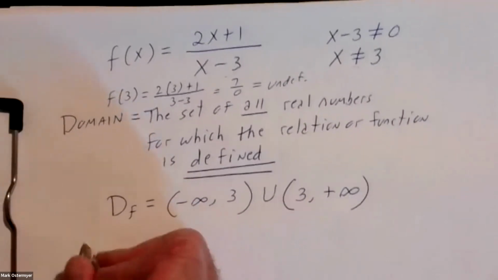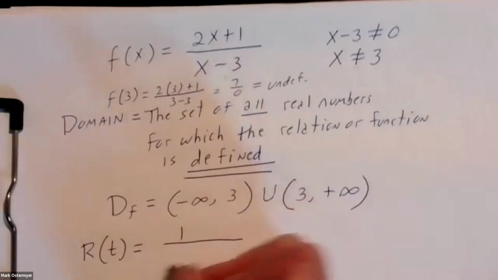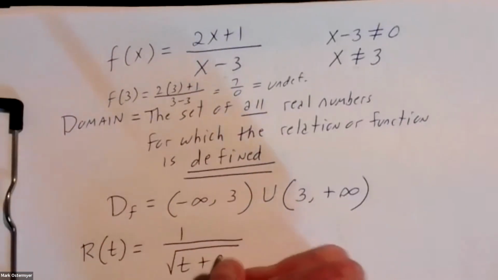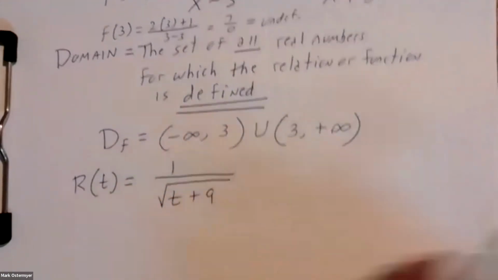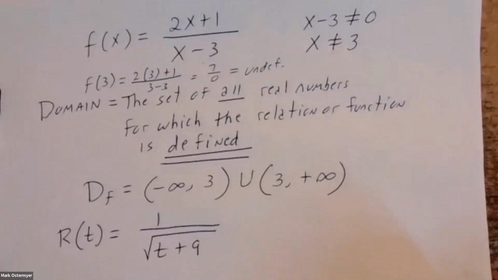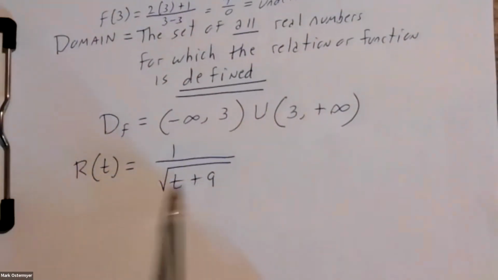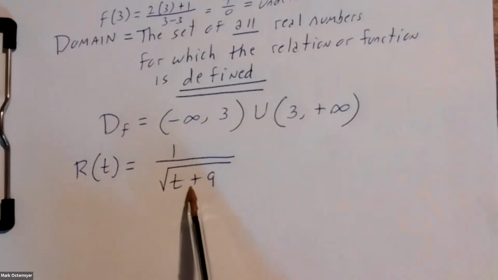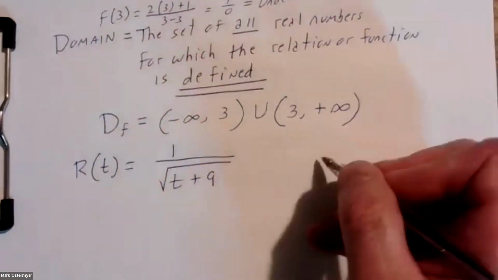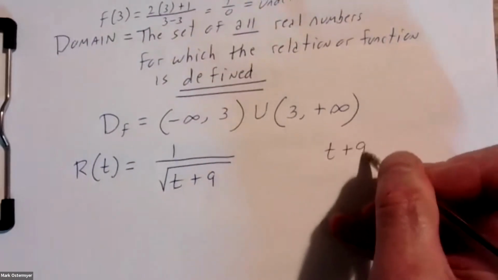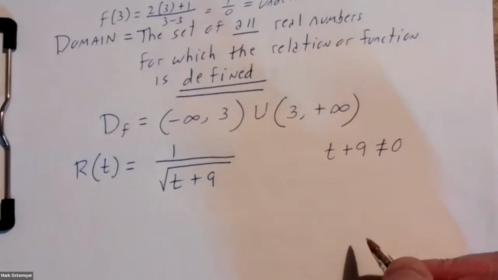All right, let's try another one. Suppose I have this function r of t is equal to 1 over the square root of t plus 9. What would be the domain of this function? Well, since t appears in our denominator, we have to make sure that our denominator never becomes 0. So we must insist that this t plus 9, the quantity underneath the square root, never be equal to 0.